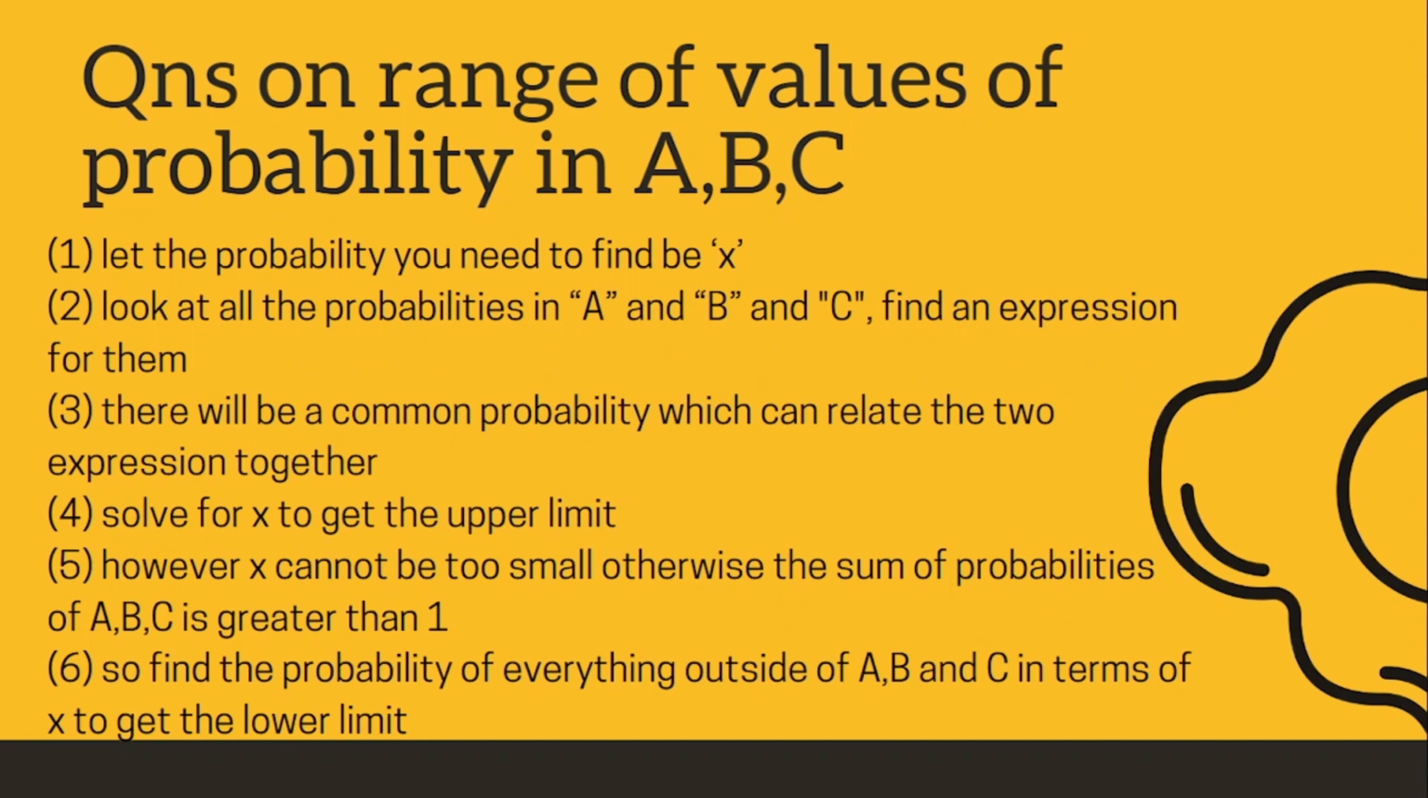So another thing is if you get that really weird question with A and B and C, what you need to do is just let the probability you need be X, let out the probabilities in A, B, C, and find expressions for them. There will be a common probability which can relate the two expressions together. Then you solve for X to get the upper limit. But also X cannot be too small, otherwise the sum of probabilities will be greater than 1. So you get the probability of everything outside of A, B, C in terms of X to get the lower limit. Then afterwards you can just deduce the range from there.